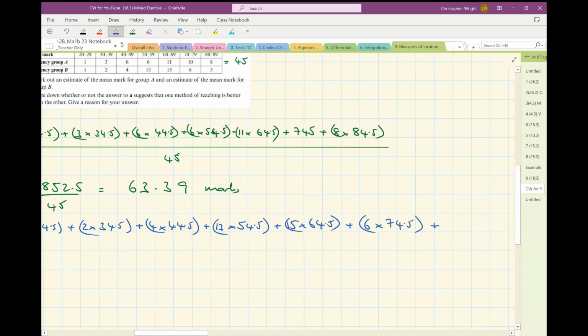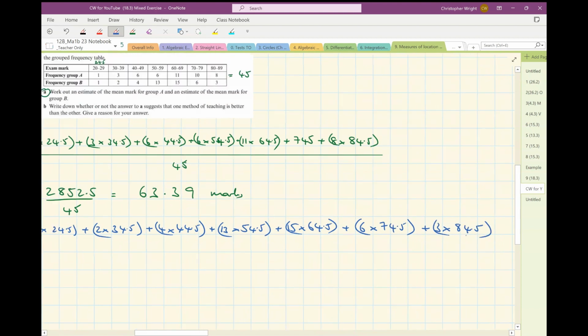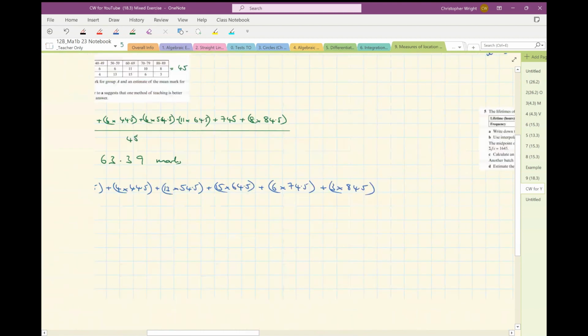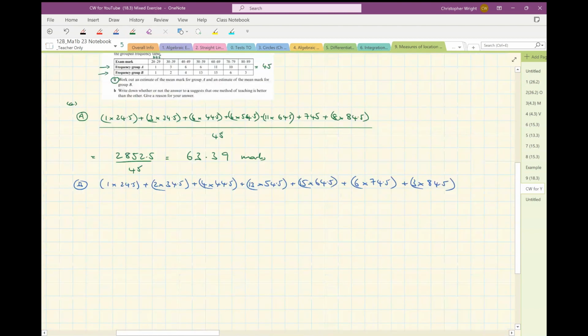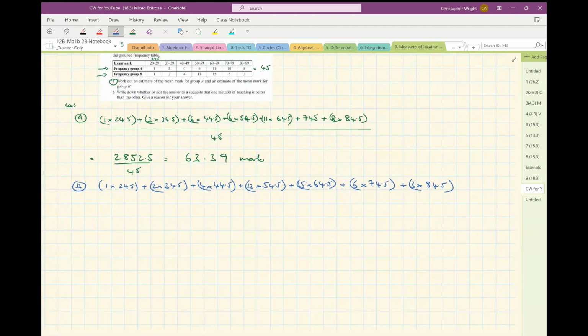And 3 of them scored 84.5. Okay, so that's the total number of marks scored by all of the students in Group B. So I'm going to need to divide that by the number of students in Group B. If I add up these frequencies here, then I work out that there are 44 students in Group B. So I'm going to divide that total by 44.